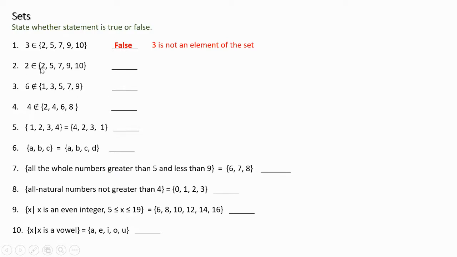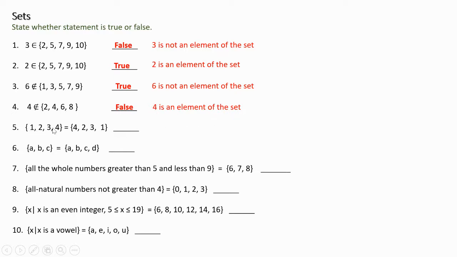Number 2, 2 is an element of the set containing the elements 2, 5, 7, 9, and 10. This is actually true. Why? Because 2 is inside the set here. 6 is not an element of the set 1, 3, 5, 7, 9. That's also true, right? Because 6 is not in the set here. 6 is not an element of the set. 4 is not an element of the set containing 2, 4, 6, and 8. This is false, right? Because 4 is in here. So that's false. 4 is an element of the set.